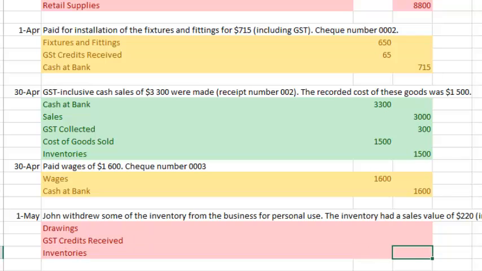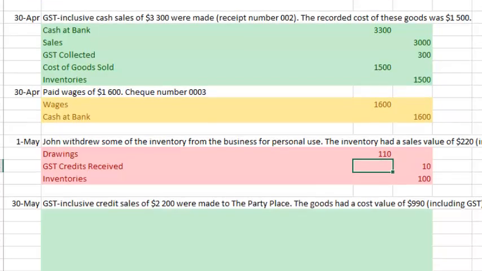So inventories have been reduced by $100, and the $10 relates to the GST that we were going to credit against our GST collections, but what we have to do is take that away, so we get this entry here. So drawings $110, of which $100 comes out of the inventory, and we've credited back this amount for GST credits received.